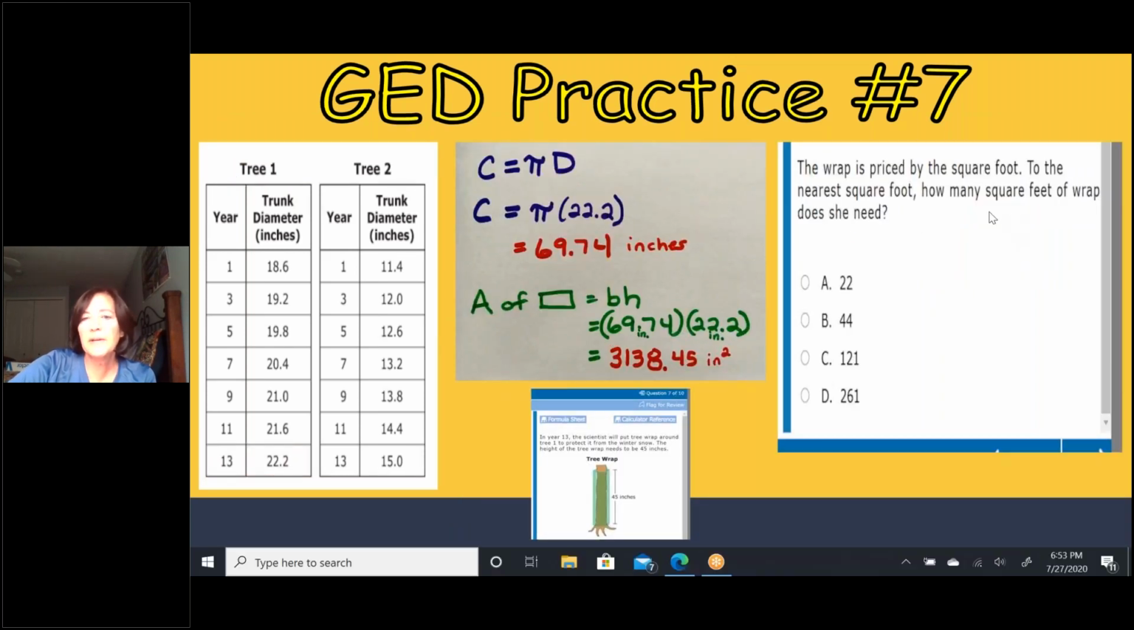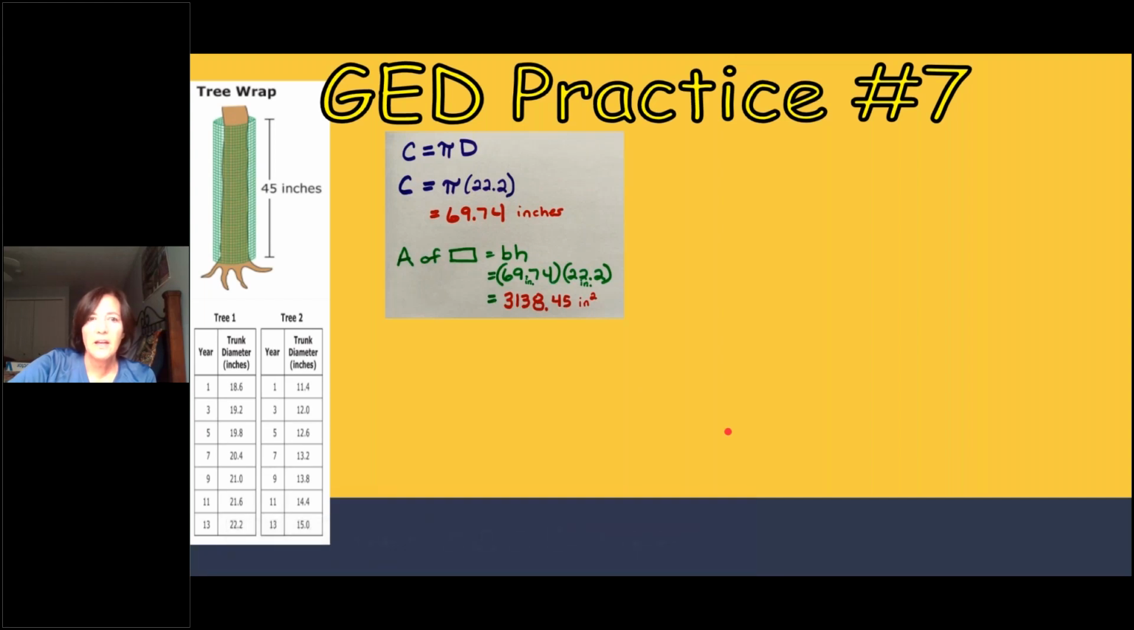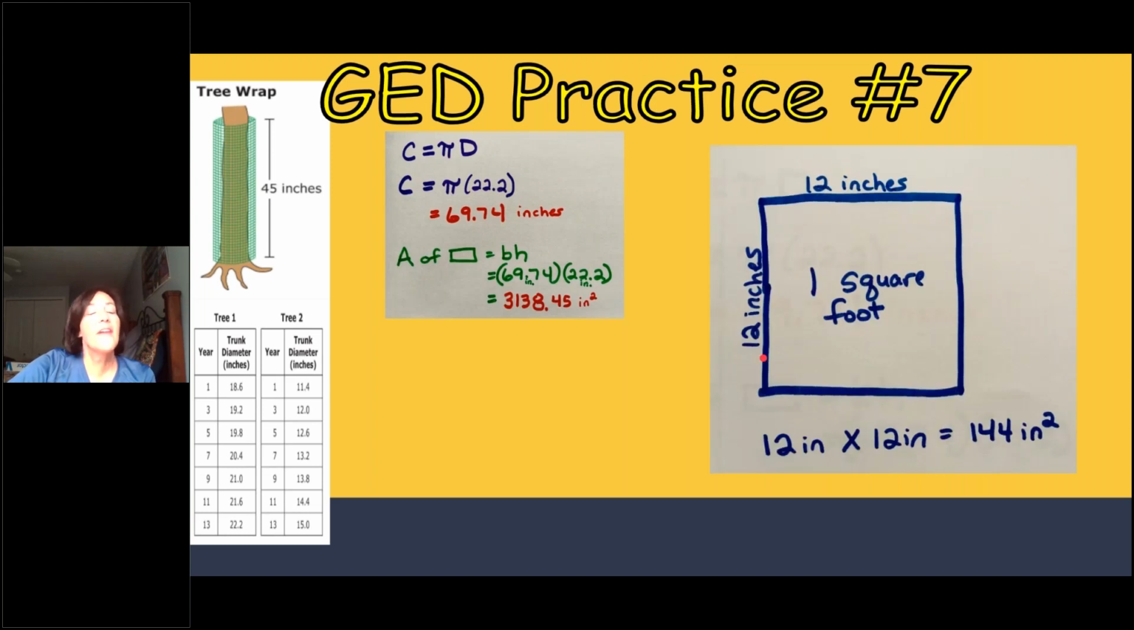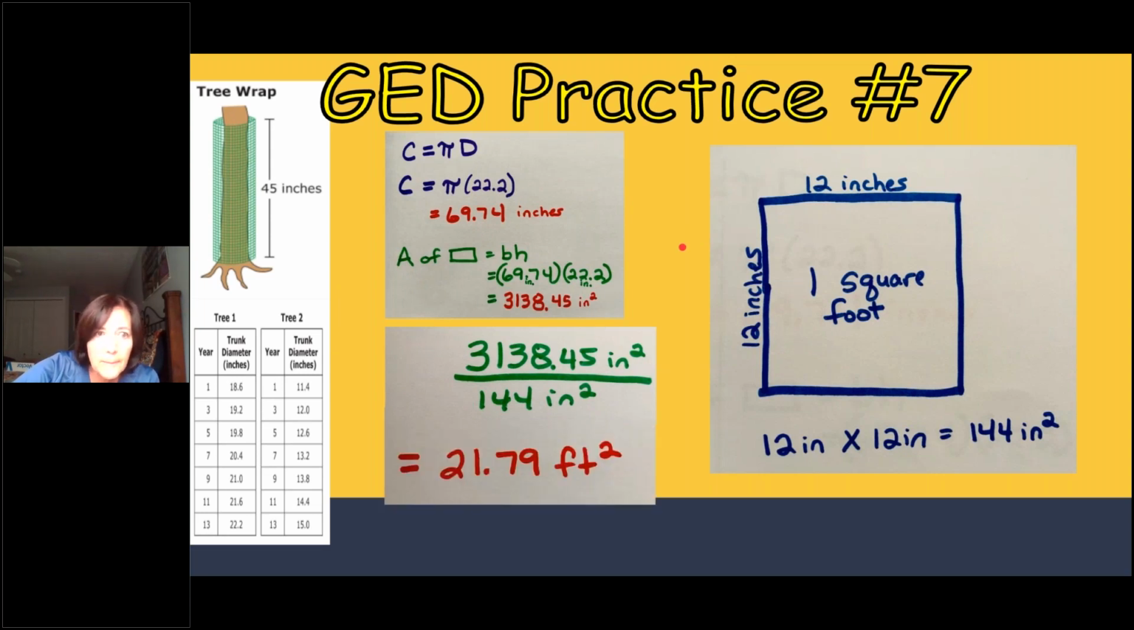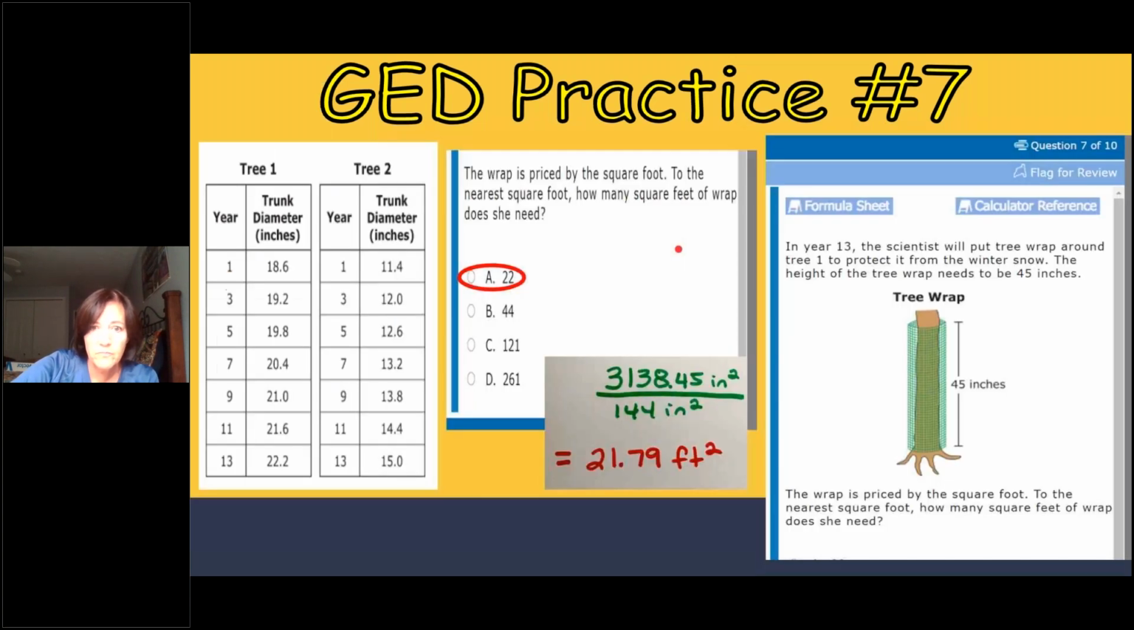Okay. Now, we're not quite done because that's not one of our choices over here. The problem is that our answer is in square inches, and they've asked us to put our answer in square feet. So I drew a picture of a square foot, and it's 12 inches by 12 inches for a total of 144 square inches. So we need to divide our answer by 144 to come up with the answer of 21.79 feet squared. Now we look at our options, and 21.79, rounded to the nearest foot, rounds up to 22, so our answer would be A.